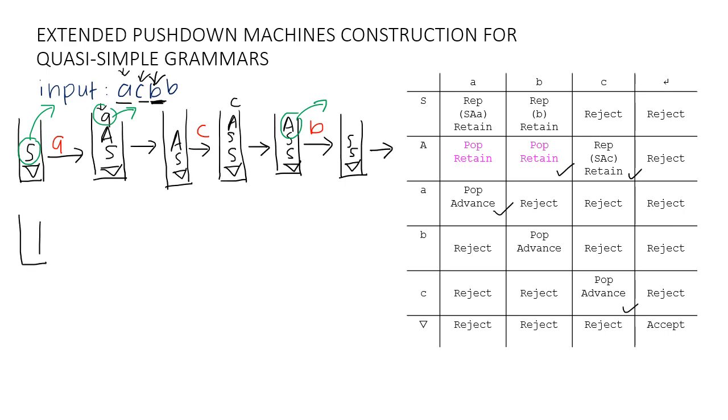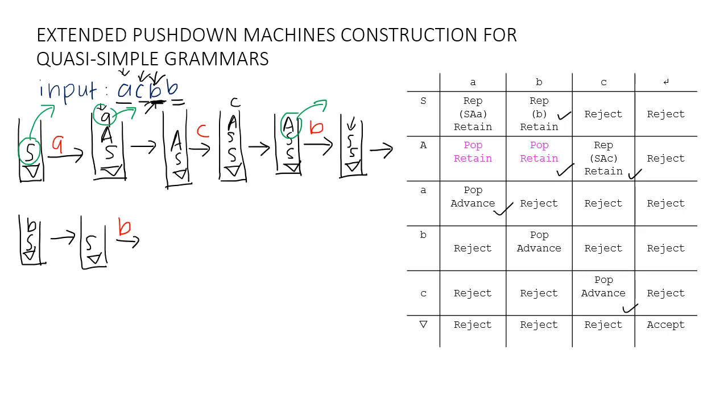Okay, next we read S and B. So S and B, it says replace S retain. So we take out the first S and we replace it with B and we retain. Next we read B and B. So B and B is pop advance. So we take out B and we move to the next pointer, which is the second B.